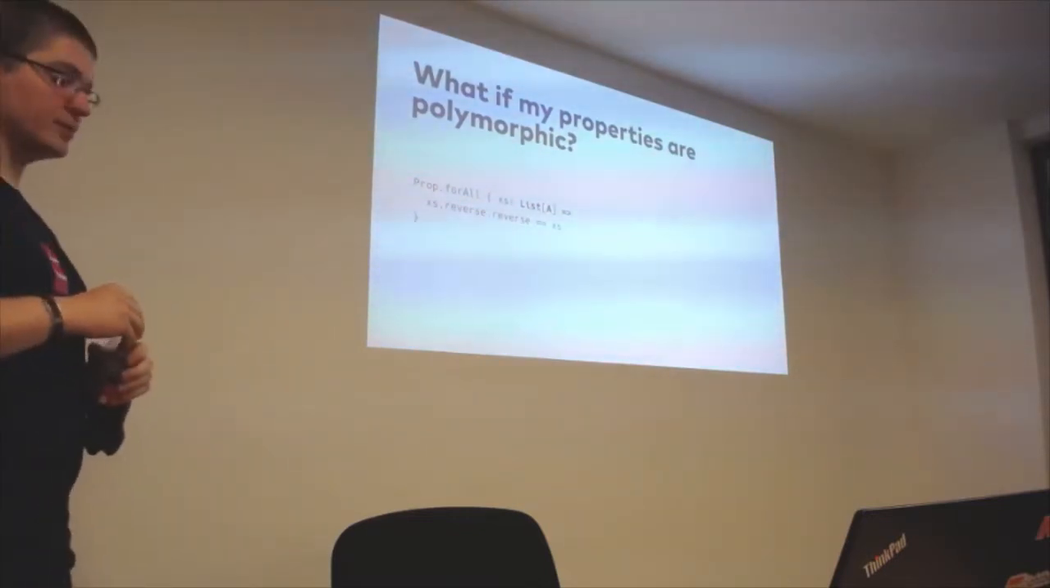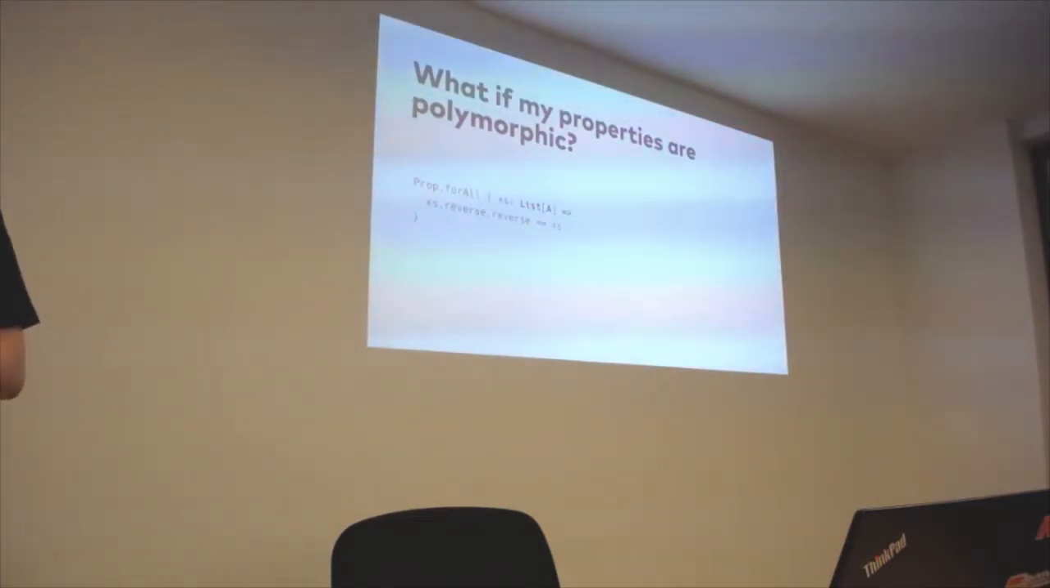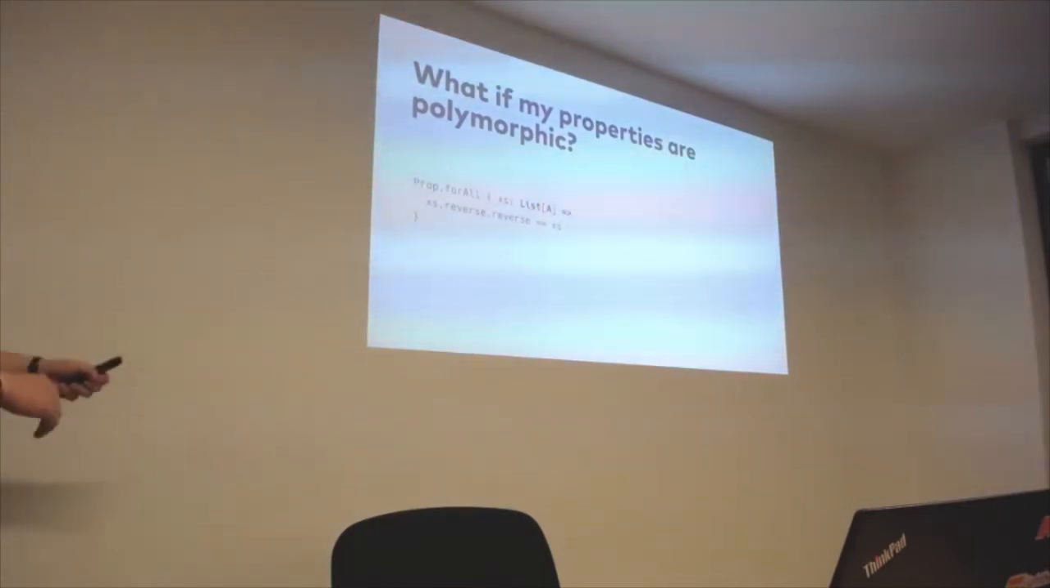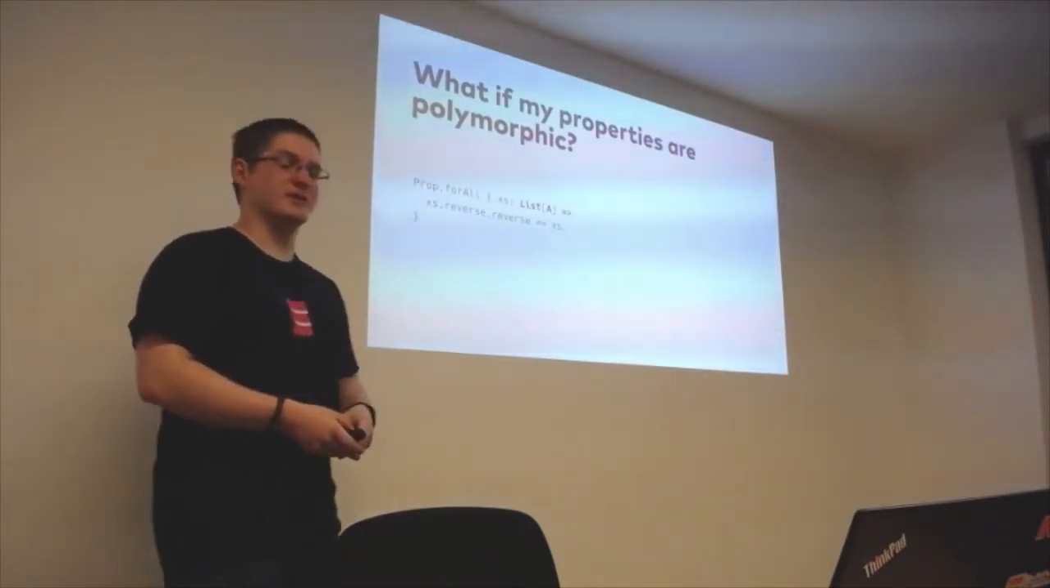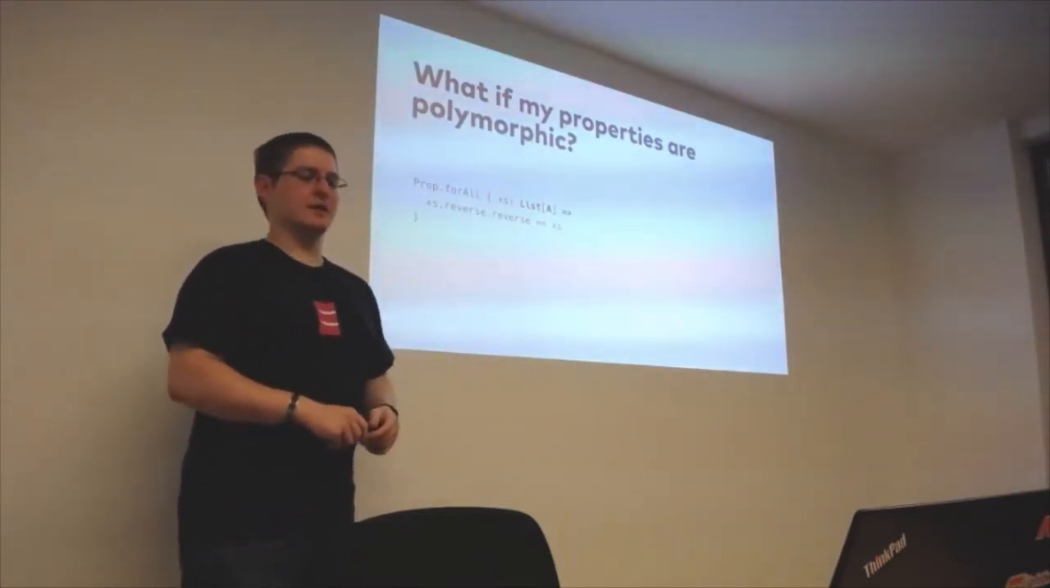This would be a property that tests something from the Scala standard library. You have a list of an arbitrary type A, and you want to make sure that if you reverse that list twice, you get the original list back. Of course, it's something that you would expect from a reverse function, right? If you reverse twice, you get the same list back.